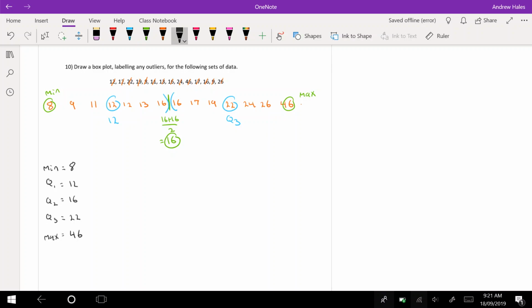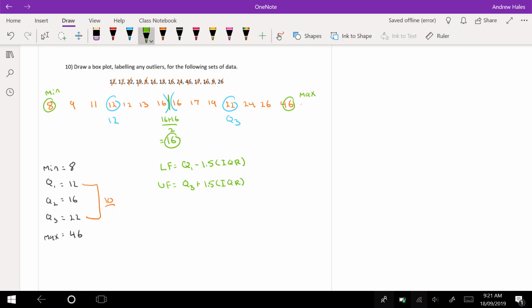Now it said draw the box plot, but we also have to label any outliers. We always have to check for outliers. We do that using our upper and lower fence. So remember that our lower fence is equal to Q1 take away 1.5 times our interquartile range. And the upper fence is equal to the upper quartile plus 1.5 times my interquartile range. My interquartile range here, that's just going to be 10, because it's 22 take 12.